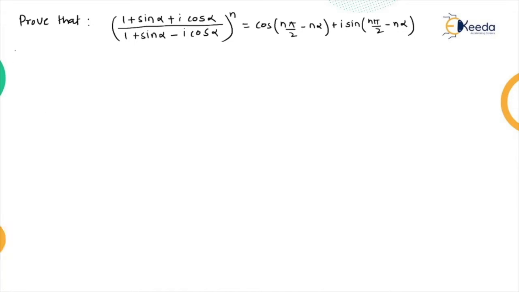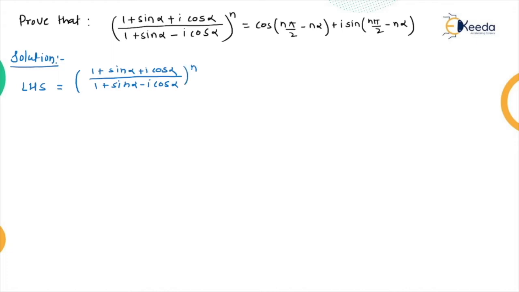Okay, so the solution. LHS is given as (1 + sin alpha + i cos alpha) divided by (1 + sin alpha − i cos alpha), the whole bracket to the power n. I am taking the bracket power n. So let me start how to write this.